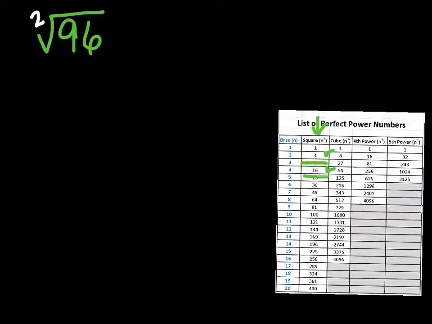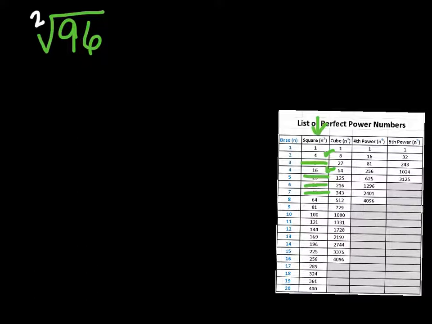25 will not go into 96. 36 does not go into 96. 49 does not go into 96, and I don't really need to go any further because I've already gone over halfway through 96, so there's no point in going any further. So the largest number I found in my list of perfect squares is 16.